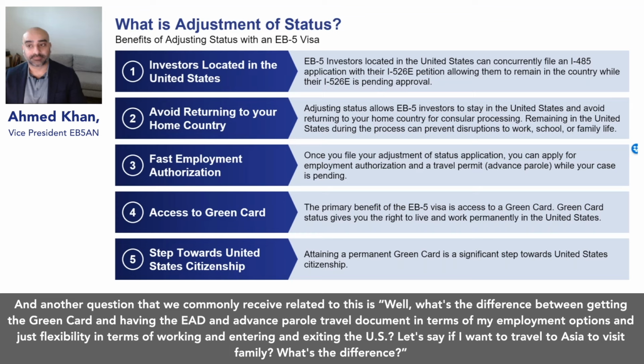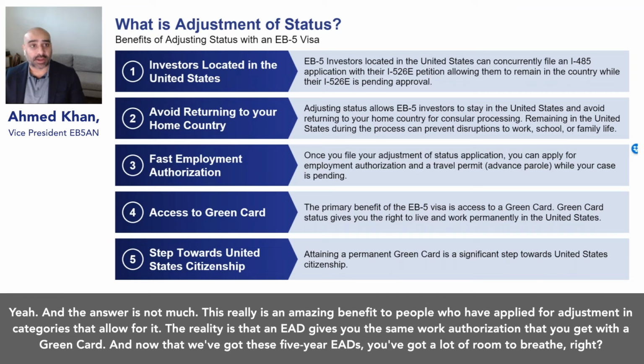And another question that we commonly receive related to this is, well, what's the difference between getting the green card and having the EAD and advanced parole travel document in terms of my employment options and just flexibility in terms of working and entering and exiting the US? Let's say if I want to travel to Asia to visit family, like what's the difference? Yeah, and the answer is not much.